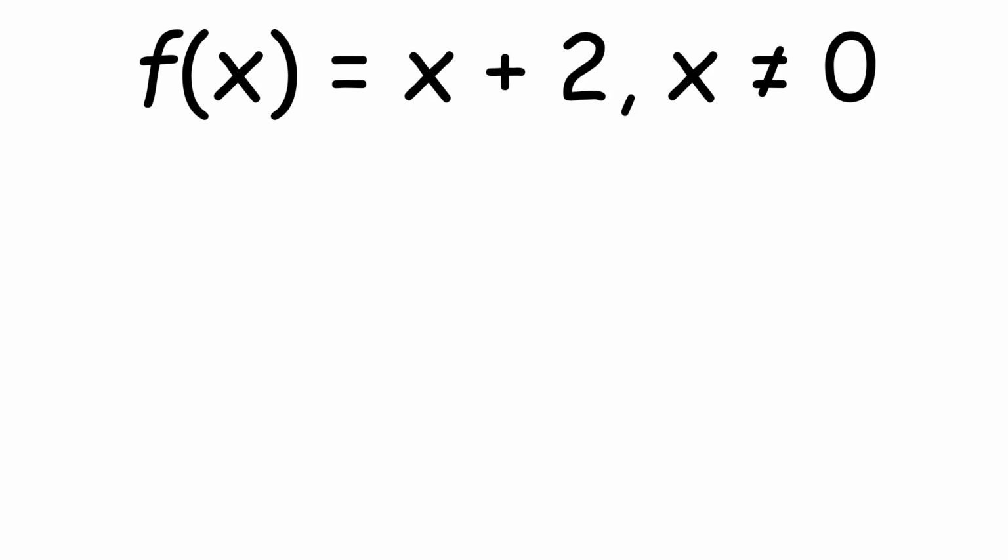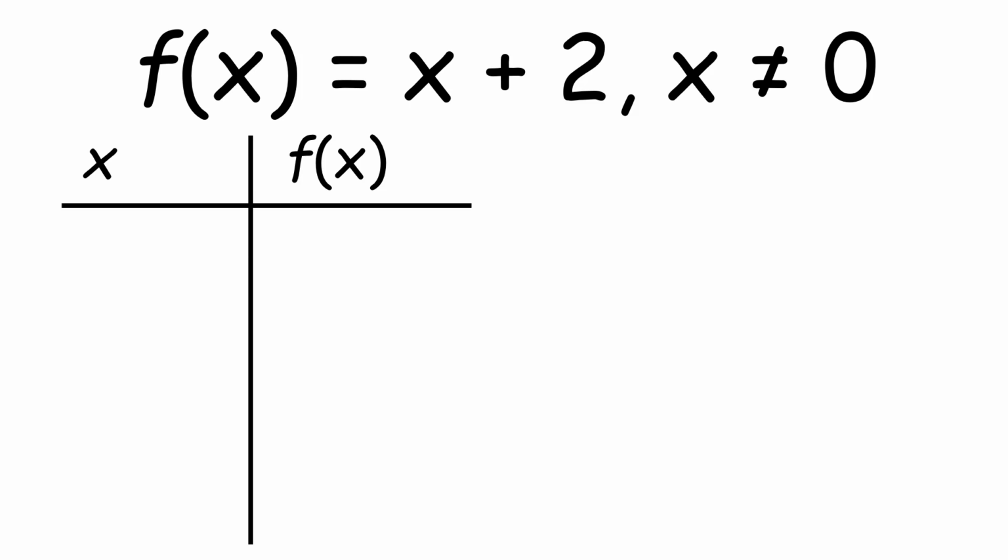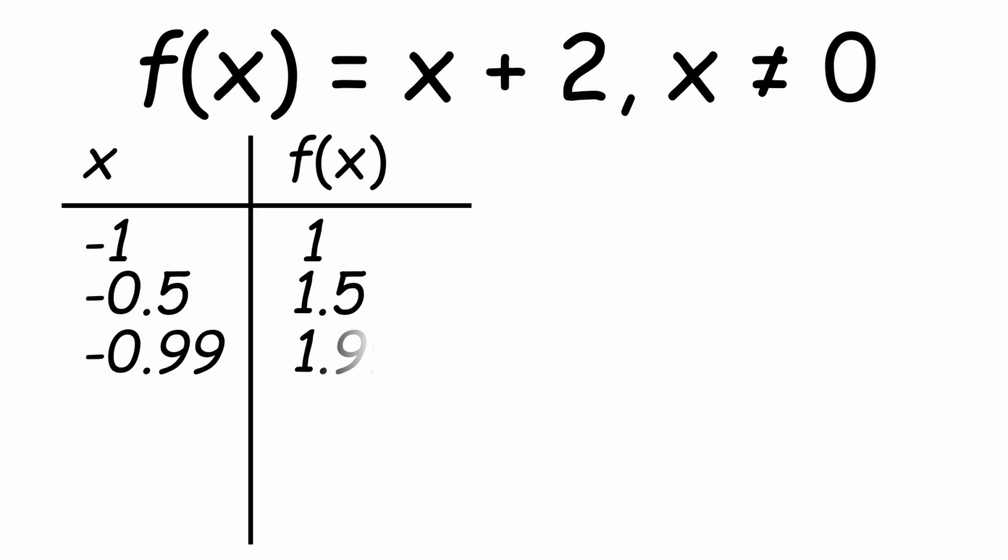Here's another function. This one's not defined for an x value of 0. We can simply create a table and use the function to calculate f of x for various values of x. So for x equals negative 1, f of x is negative 1 plus 2, which is 1. For an x value of negative 0.5, f of x is 1.5. Negative 0.99 plus 2 is 1.99.